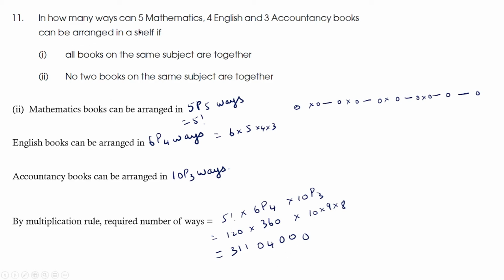So the number of ways in which 5 maths, 4 English and 3 accountancy books can be arranged when no 2 books on the same subjects are together are these many ways.